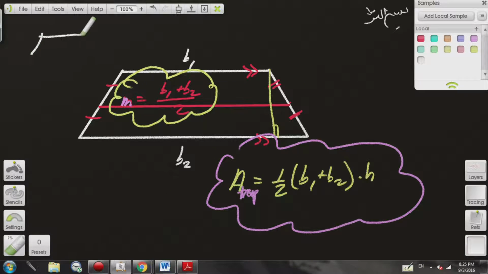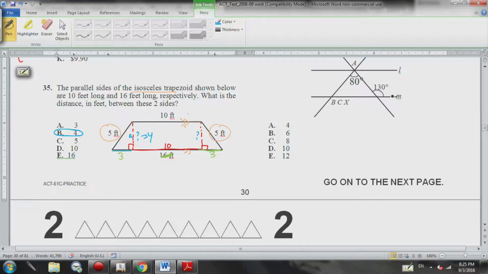The definition of a trapezoid is that it has only one pair of parallel lines. The legs don't have to be congruent, but if they are congruent, it's called an isosceles trapezoid. So that's the trapezoid question, 35.